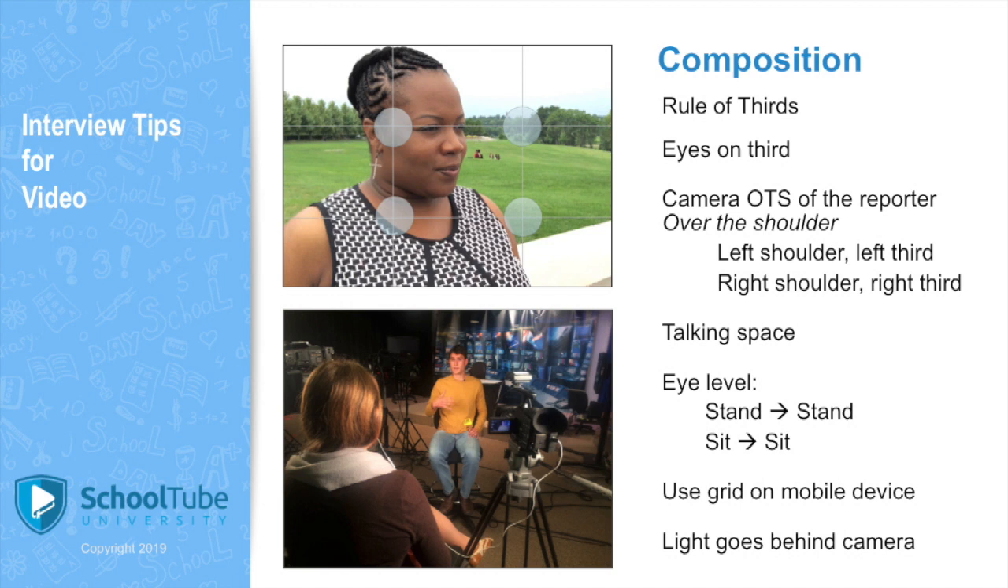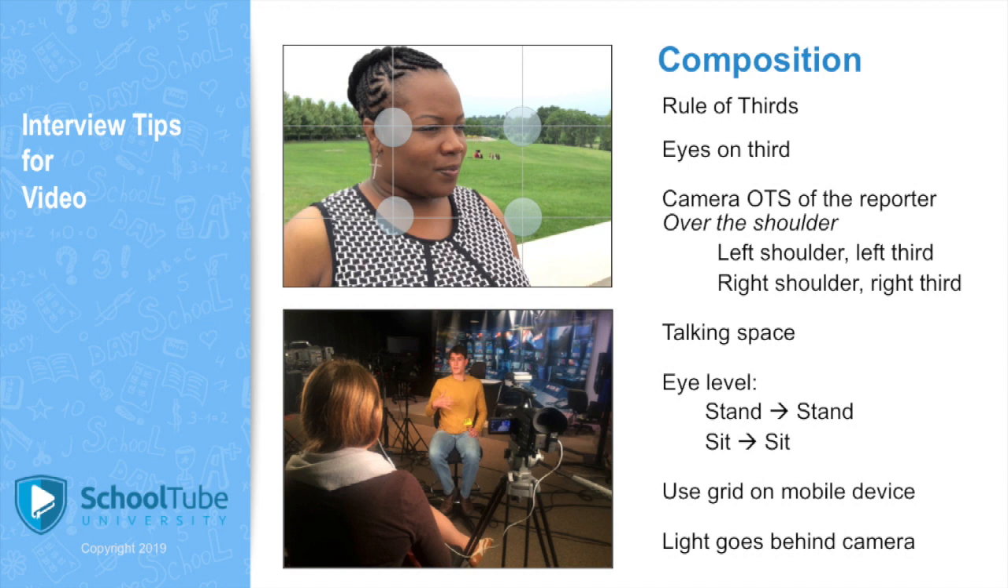So again, if you're wondering, how do I compose this shot? Where do they look? Where do the eyes go? How are they positioned? Notice that individual is facing the reporter. They're not looking at the camera. They're facing the reporter because they're having a conversation. They're not talking directly to the audience. The eyes are on that upper third. She's located in that vertical third on the left. Notice her head is in the upper left hash.